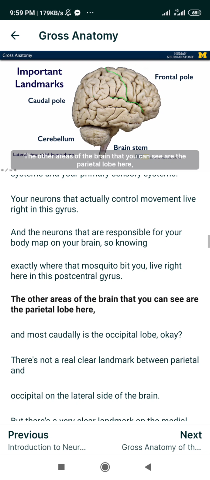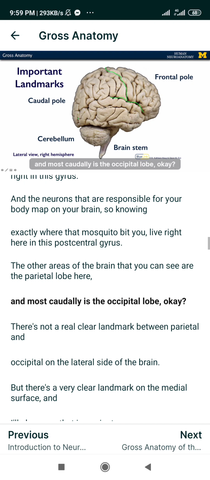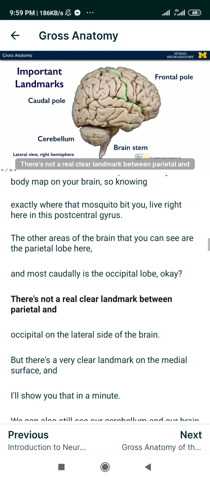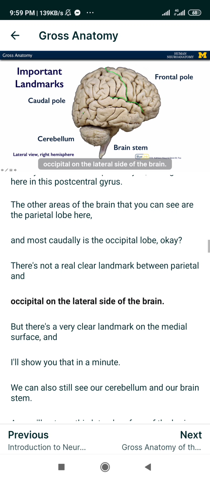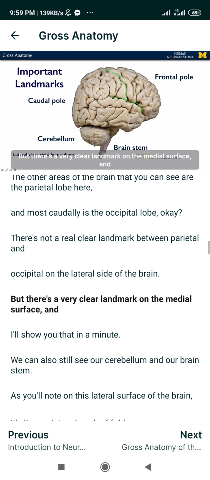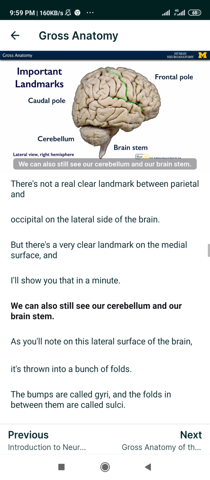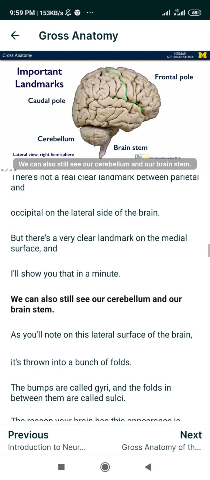The other areas of the brain that you can see are the parietal lobe here, and most caudally is the occipital lobe. Okay? There's not a real clear landmark between parietal and occipital on the lateral side of the brain, but there's a very clear landmark on the medial surface, and I'll show you that in a minute. We can also still see our cerebellum and our brainstem.